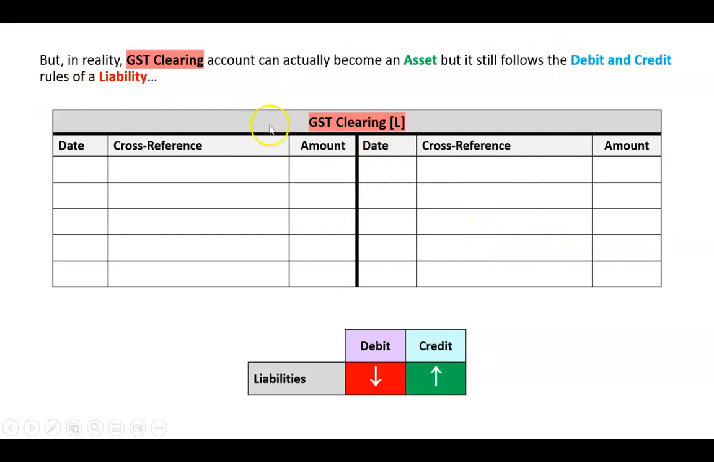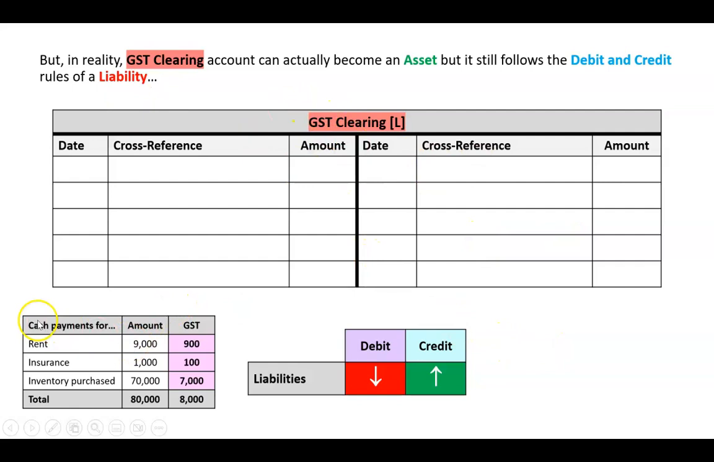Let's take the exact same ledger. We've got this GST clearing. We're going to take the same numbers for the payments here. So we're going to have cash payments of rent, 9,000 plus 900 GST. Insurance, 1,000 plus 100 GST. And inventory, 70,000 plus 7,000 GST. And we know that when we pay GST, or get charged it by our suppliers, our liability goes down, so they'd all be debits. So they go in there.